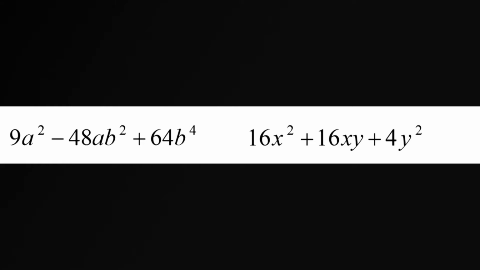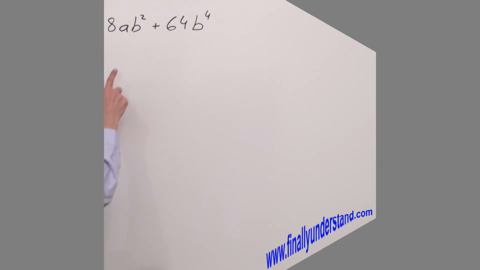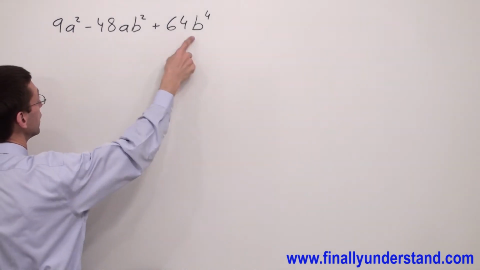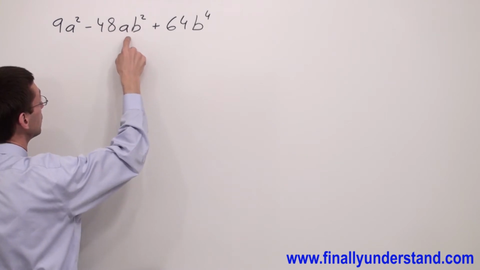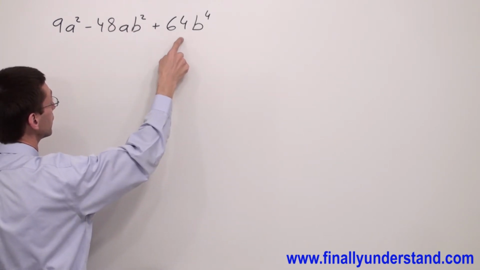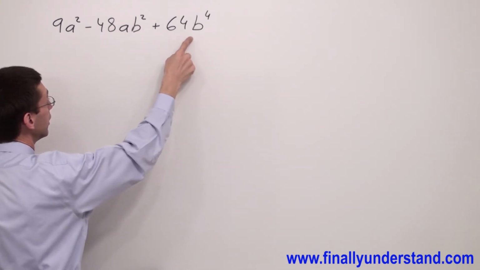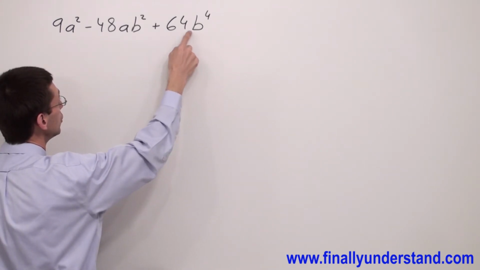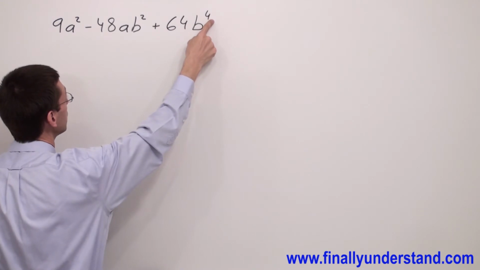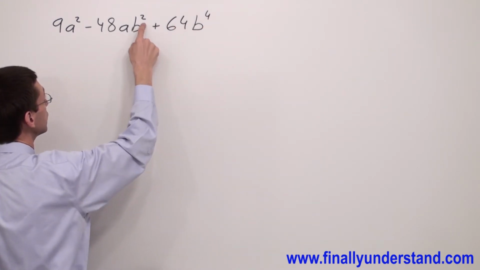Let's take a look at the first example. Please notice that this time we have an extra variable in our trinomial, okay? In the second term and third term. This is b. And please notice that b in the third term is raised to the fourth power, and b in the second term is raised to the second power.